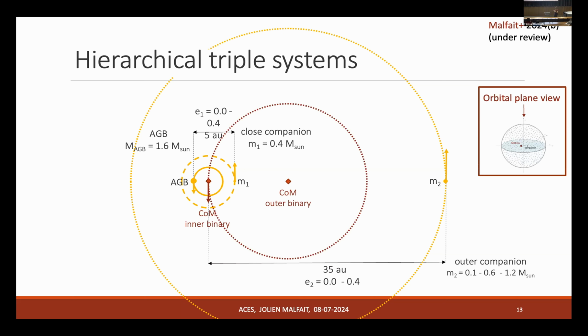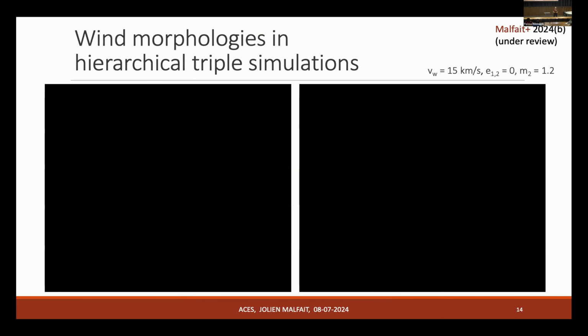So these are the parameters that we have. We vary the wind velocity again to see what the impact is of that. And we also vary the mass of the outer companion. But these are again movies, so I'll just have to say shortly again what we see.